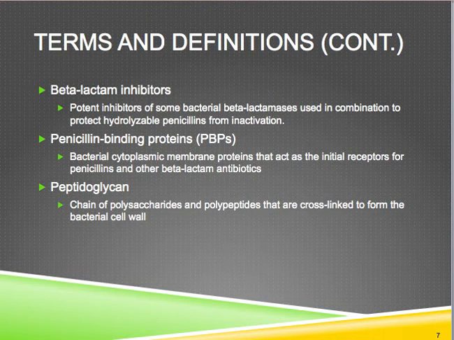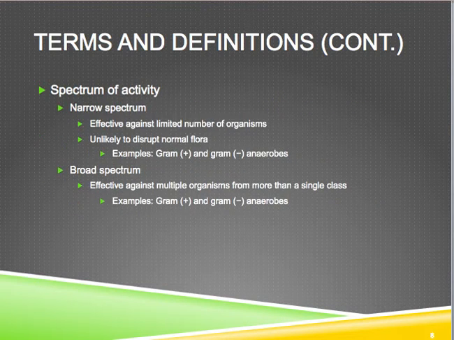Penicillin binding proteins, or PBPs, are bacterial cytoplasmic membrane proteins that act as the initial receptors for penicillins and other beta-lactam antibiotics. Peptidoglycans are the chains of polysaccharides and polypeptides that are cross-linked to form the bacterial cell wall.